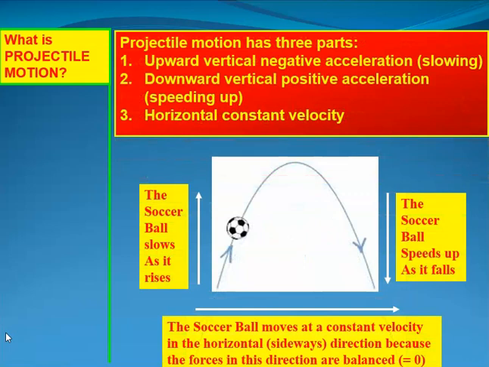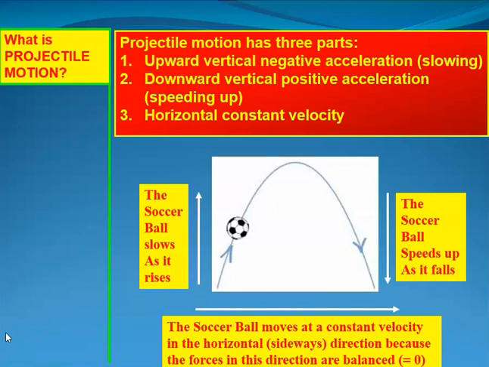So projectile motion has three parts. The upward vertical negative acceleration, that is, as you kick a ball in the air, it slows down going up. The downward vertical positive acceleration, it speeds up coming down. And the horizontal or constant velocity going from left to right. So down below, the soccer ball slows as it rises. The soccer ball speeds up as it falls.